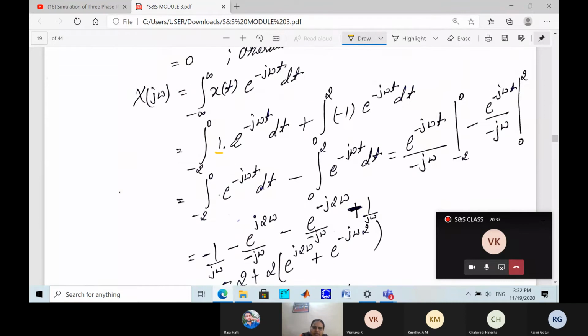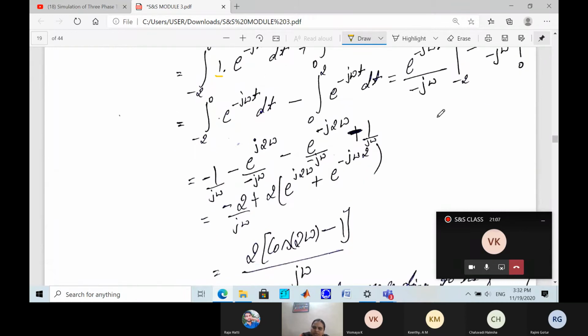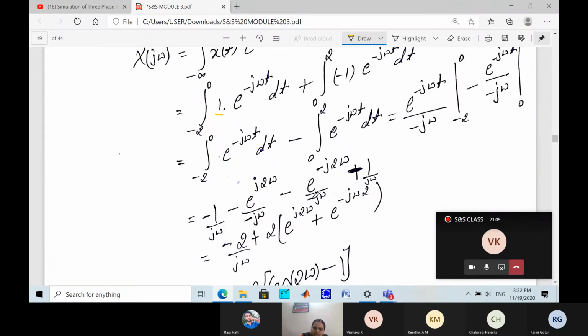Then keeping as it is, just here I minus here, plus into minus it will be minus integration 0 to 2 e raised to minus j omega t into dt. Then apply the limit and do the integration. Then you will be getting e raised to minus j omega t divided by minus j omega, limit from -2 to 0, minus e raised to minus j omega t divided by minus j omega with the limit 0 to 2. Just apply the limit and solve for this.